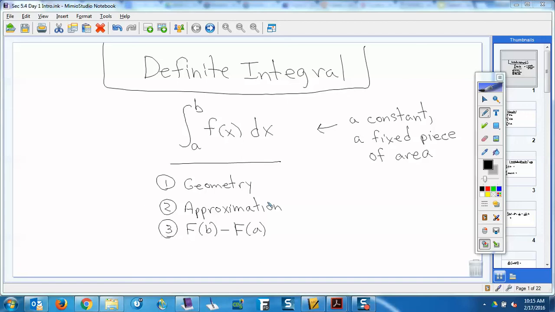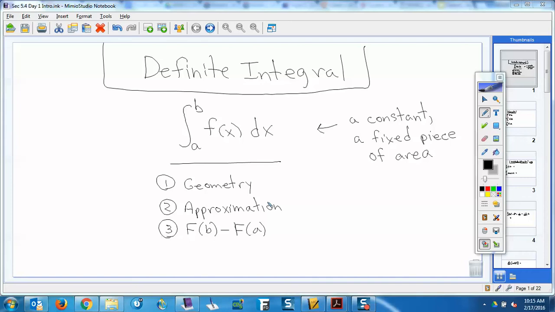Okay, so let's back up here and review where we've come from, where we're at, notation-wise, all that stuff. We started all of this in Chapter 5 with the definite integral, which is the integral from a to b of some function. What that means is the area between that function and the x-axis. It's a number. A definite integral is a number answer. It's a fixed piece of area that has a value. So we can evaluate a definite integral. Evaluate means find the value.